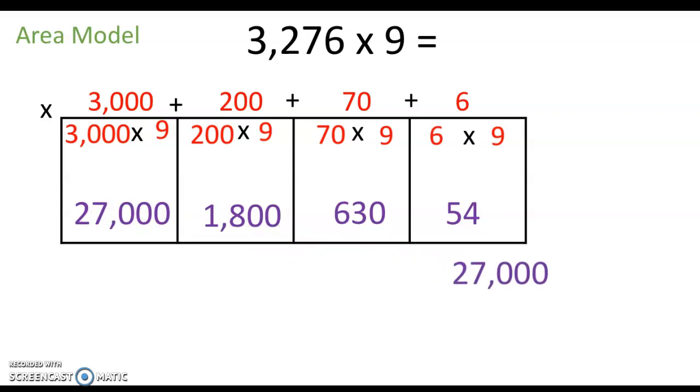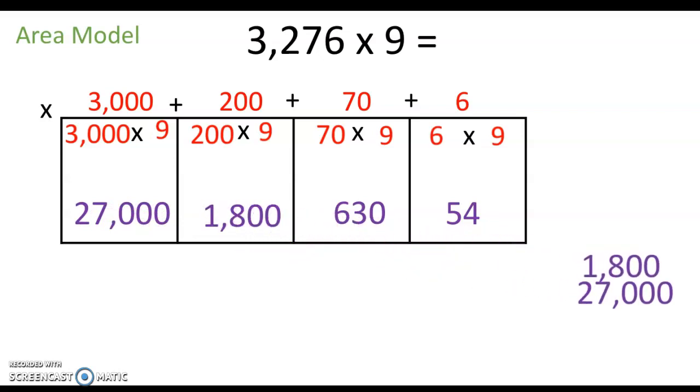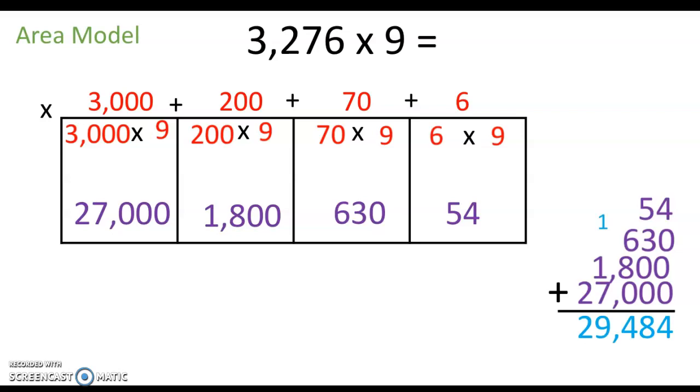Then we're going to take those numbers and we'll stack them up on the side, making sure that we line up our place values and that we write big enough to be able to read our own handwriting. In the end, that will give us the answer, 29,484.